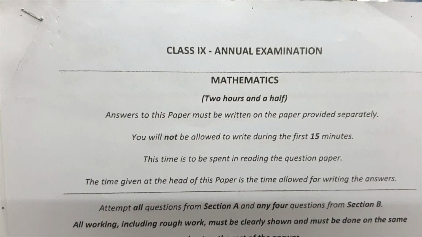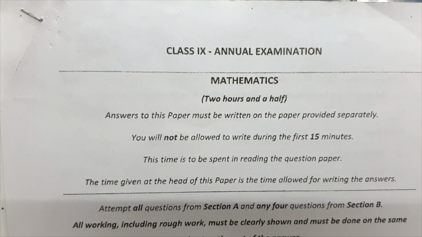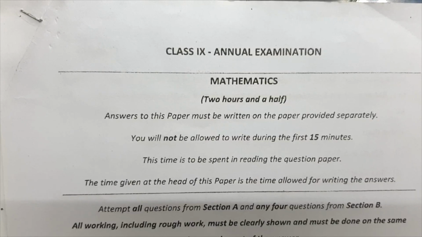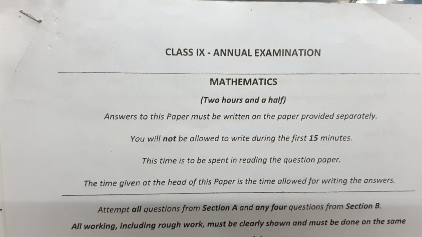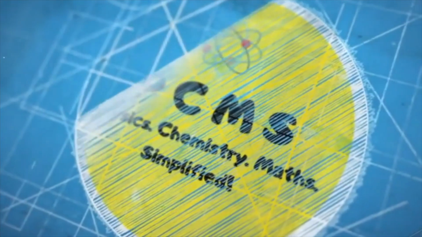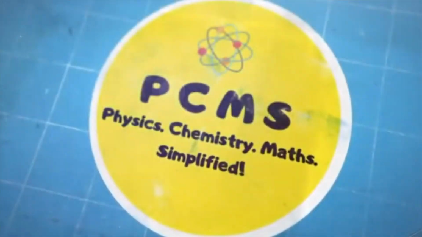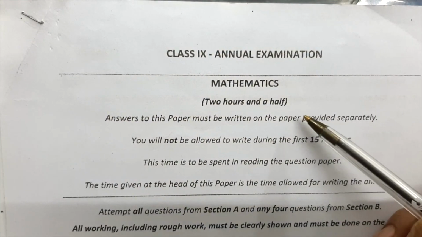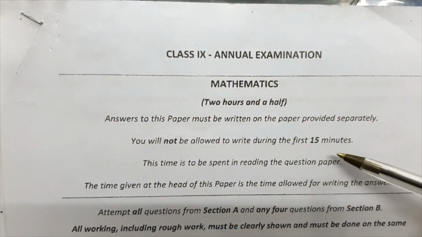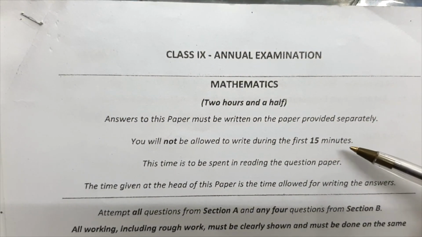This is the annual examination, that is the pre-board examination paper of class 9 2020, which means the pre-board's examination that finished this year in the month of February 2020. This is the mathematics paper. The paper is for 2.5 hours, and also with first 15 minutes given to you to read thoroughly.